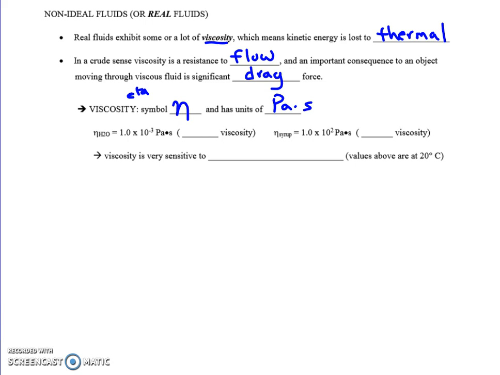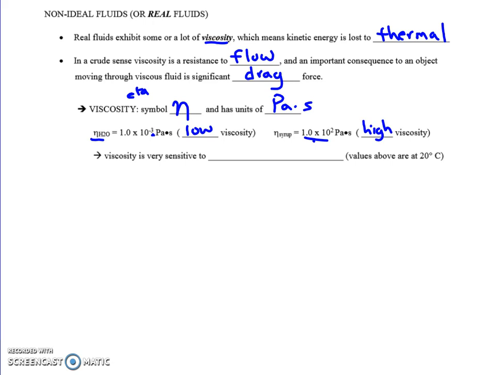So let me give you two quick examples. Viscosity of water is 1 times 10 to the negative 3 Pascal seconds. And if you look at syrup, it's 1 times 10 to the 2. So the numbers themselves aren't so much important, but let's compare them. This is 5 orders of magnitude less than this. So there's a huge difference between the viscosity of those two based on the internal structure of those molecules. So water would be fairly low viscosity, whereas syrup would be fairly high viscosity, just for comparison's sake.